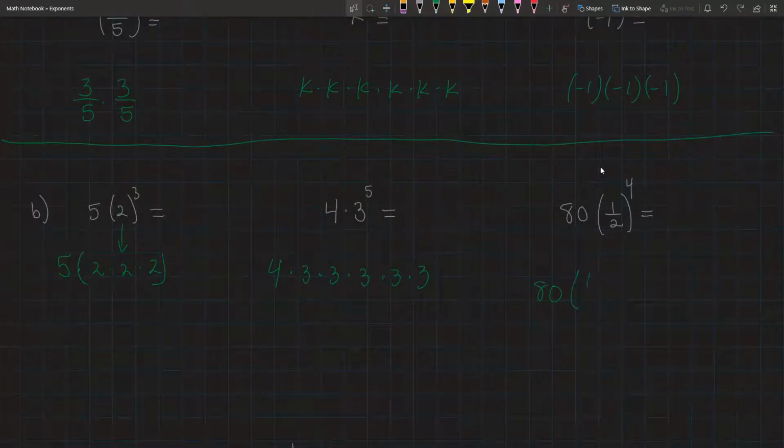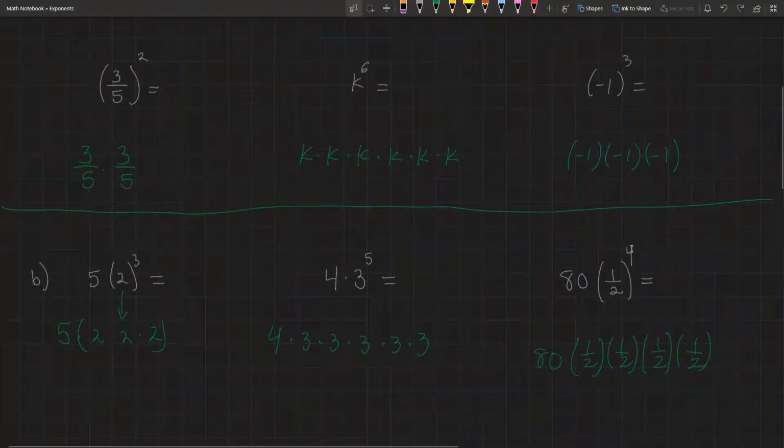times 1/2 times 1/2 times 1/2 times 1/2. No need to simplify any of these. We're just going to represent, again, this is the compact form to the expanded form. All right, so you can kind of see how these math ideas behave in this world.